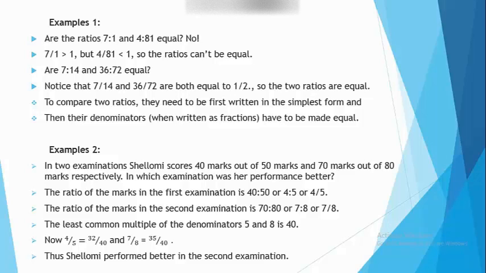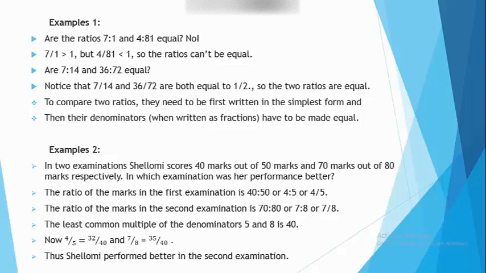To compare two ratios, they need to be first written in the simplest form, and then their denominators, when written as fractions, have to be made equal. So in order to compare two ratios, first they need to be made into the simplest form. Here we got 1 half by simplifying 7/14 and 36/72. So let's move on to the next example.